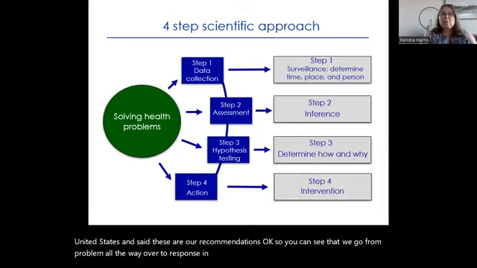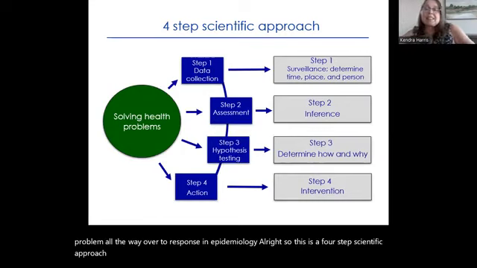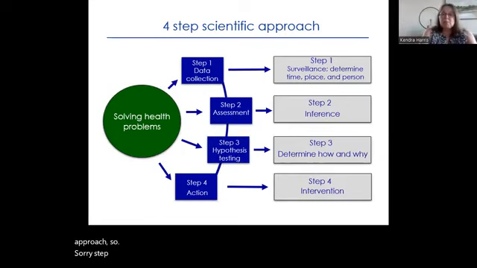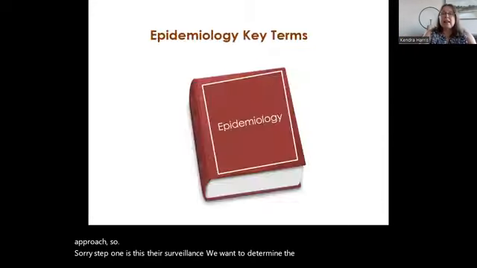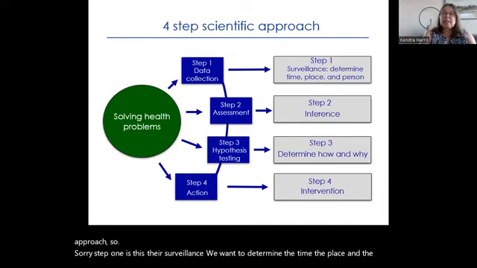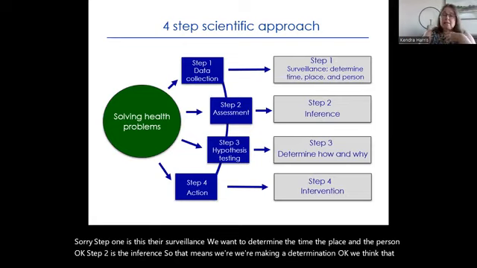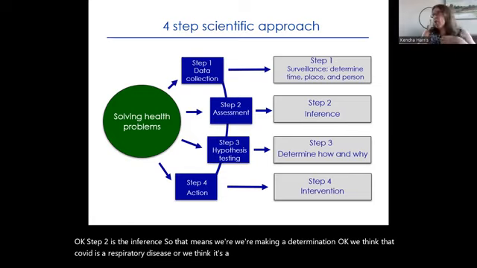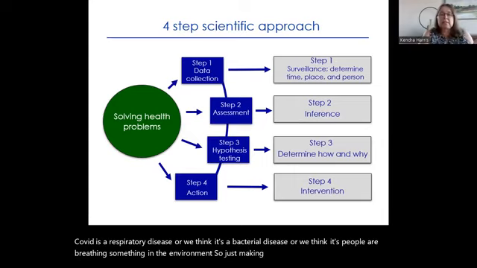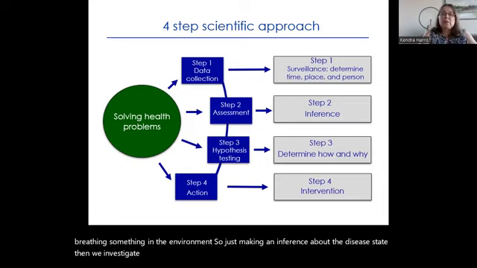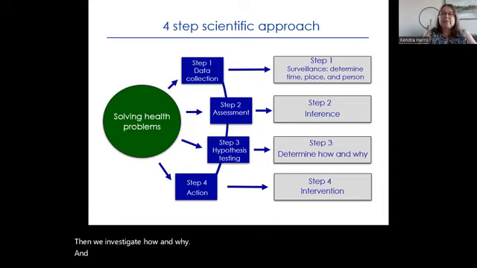All right, so this is a 4-step scientific approach. Step 1 is the surveillance. We want to determine the time, the place, and the person. Step 2 is the inference. So that means we're making a determination. Okay, we think that COVID is a respiratory disease, or we think it's a bacterial disease, or we think people are breathing something in the environment. So just making an inference about the disease state. Then we investigate how and why. And so then finally we have the intervention.